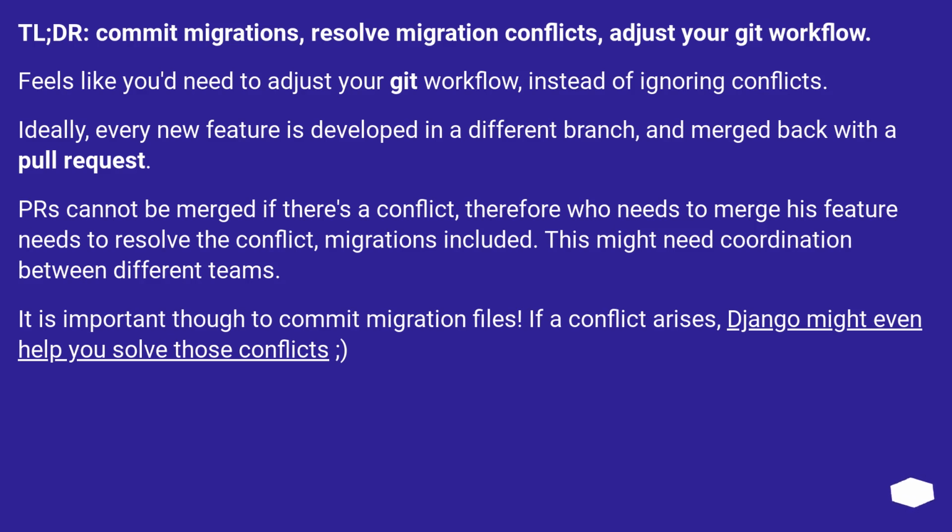TL;DR: commit migrations, resolve migration conflicts, adjust your Git workflow. Feels like you'd need to adjust your Git workflow, instead of ignoring conflicts. Ideally, every new feature is developed in a different branch, and merged back with a pull request. PRs cannot be merged if there's a conflict, therefore whoever needs to merge his feature needs to resolve the conflict, migrations included. This might need coordination between different teams. It is important though to commit migration files. If a conflict arises, Django might even help you solve those conflicts.